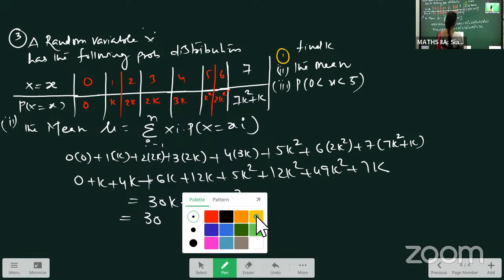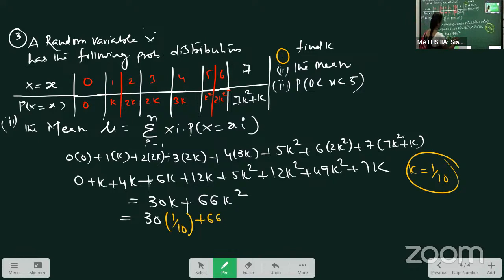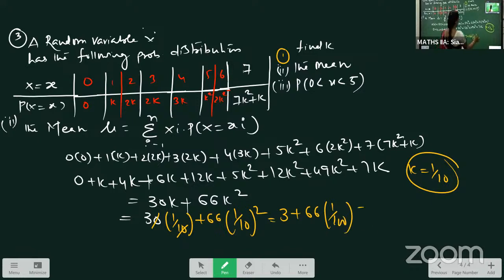Already in the previous question we have done; in the previous bit, k is equal to 1 by 10. That 1 by 10 is to be substituted here: 30 into 1 by 10 plus 66 into 1 by 10 square. That will become, see here, the 3 and the 10 cancel: 3 plus 66 by 100.